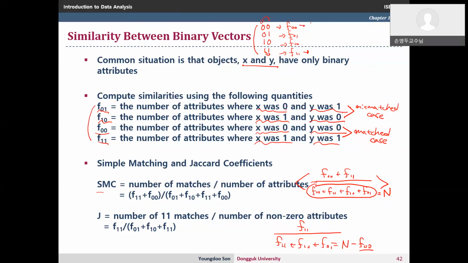So here, the number of matches over the length of one vector, which is actually n. So this is the simple matching coefficient for the comparison of two binary vectors having the same length.